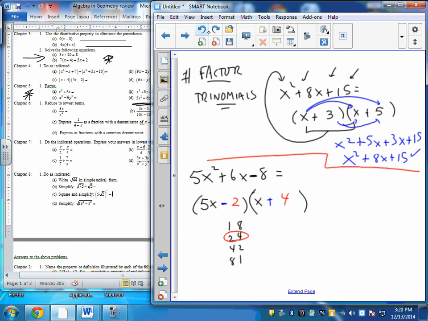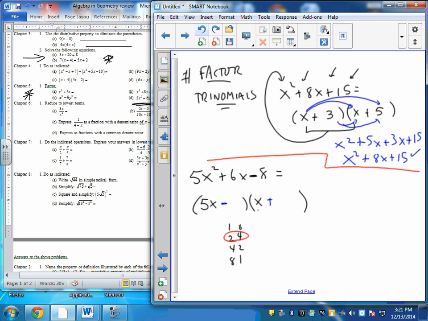The outer 5x times 4 is 20x. Again, pretty large. That's probably not going to work. Okay, minus 2. No, not there. Although we are getting closer. Let's try swapping these around. Again, this trial and error method isn't the most efficient, but it will get you to the answer eventually.